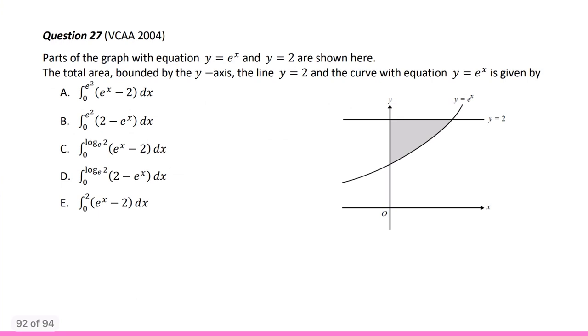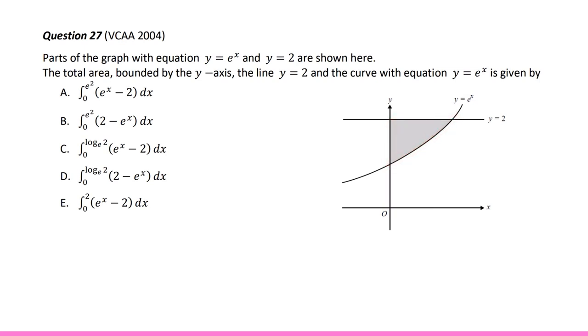All right, next question. This is a multiple choice, so we've got parts of the graph with the equation y equals e to the power of x and y equals 2 shown here. The total area bounded by the y-axis, the line y equals 2 and the curve of the equation is given by whichever one of these. So what I can see here is I need to find this particular area.